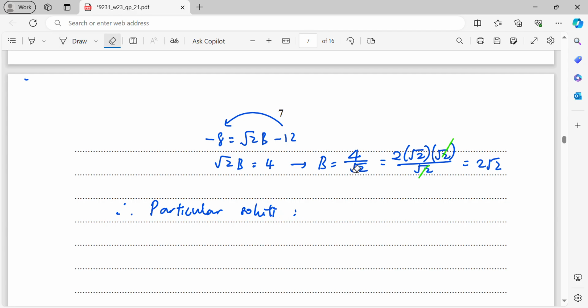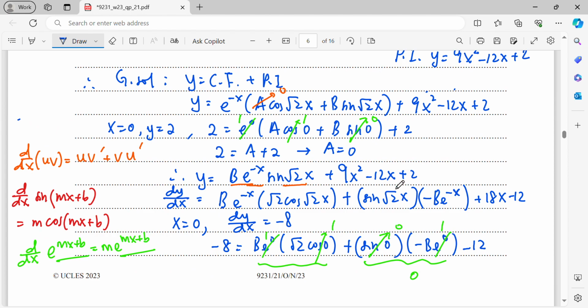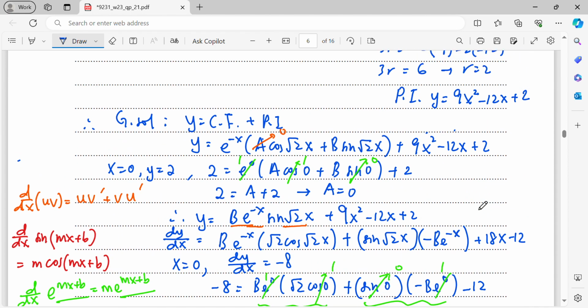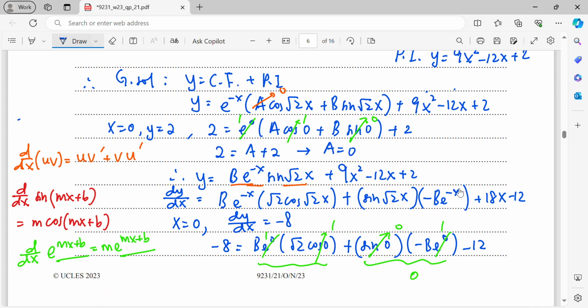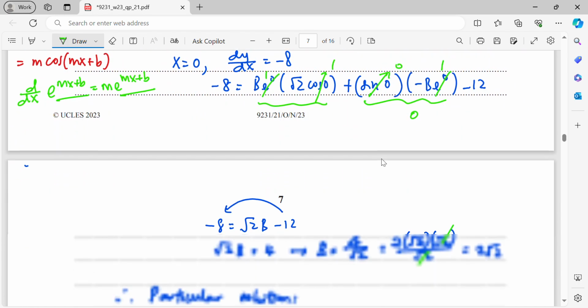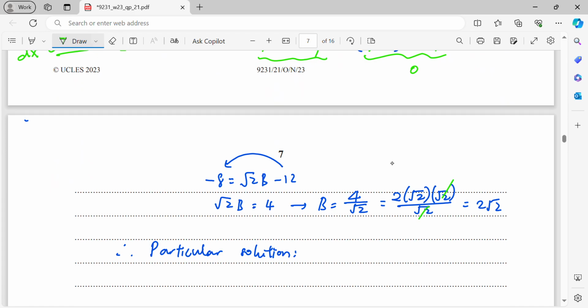Then just rewrite the solution over here. Okay, just rewrite this solution by replacing the b value. So I will write y equals b minus x. So it will be y equals, b is 2.